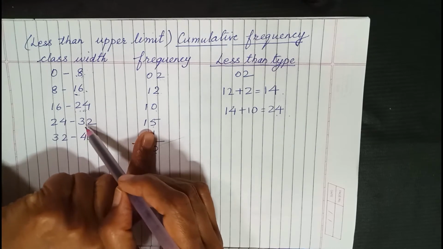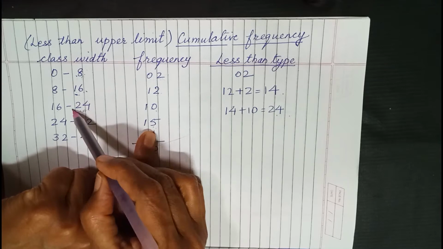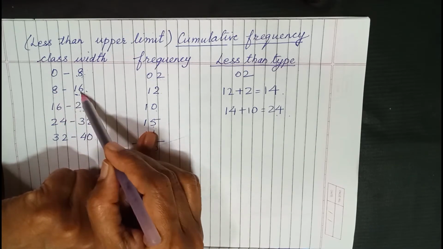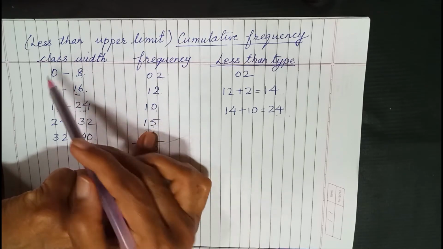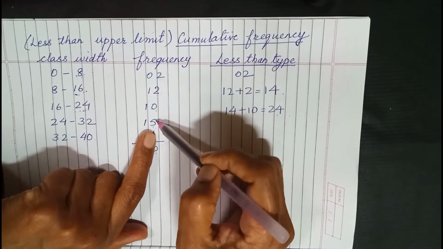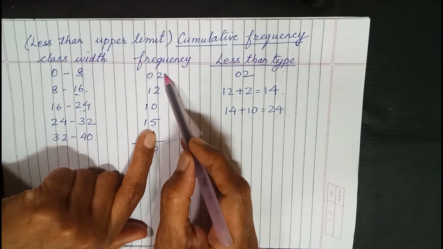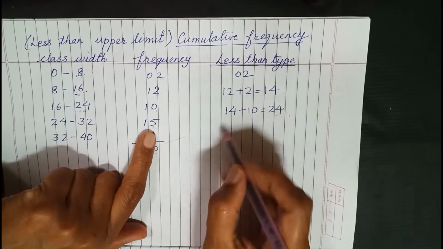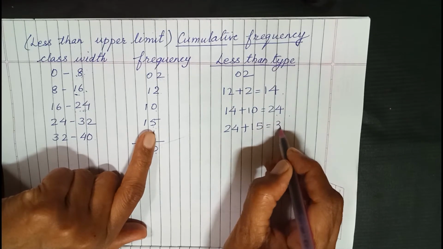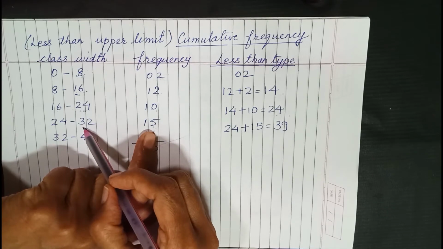Let's go to the next, less than 32. Less than 32 is definitely this 15, this 10 also, because 16 to 24 is less than 32, 8 to 16 is also less than 32, and 0 to 8 is also less than 32. That means all of them together are less than 32. So 10 plus 12 is 22, and 2 is 24, which I have already added here. So 24 plus 15 from this becomes 39. So all 39 frequencies are less than 32.